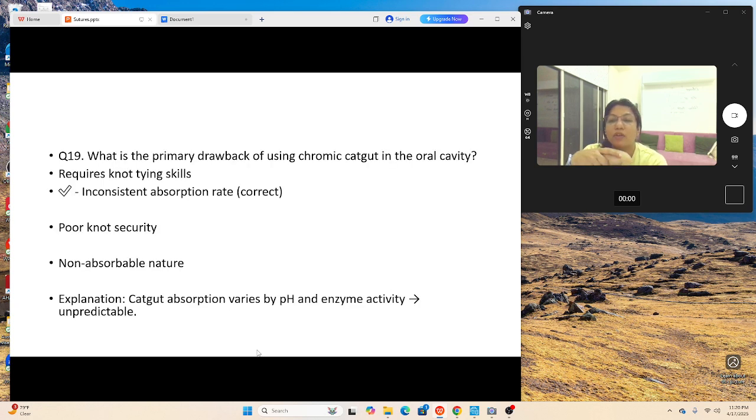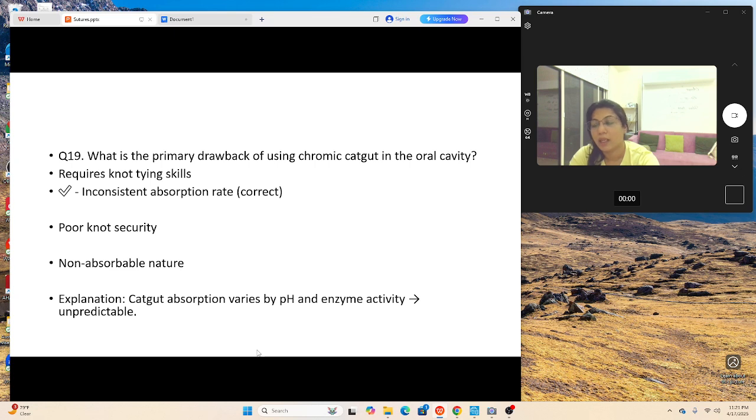What is the primary drawback of using chromic catgut in the oral cavity? It has inconsistent absorption rate. So catgut absorption varies by pH and enzyme activity. Basically, it's unpredictable. It can be absorbed early, it can be absorbed late. So you cannot actually predict. You cannot just tell the patient, this suture is going to dissolve itself in 7 days. What if it takes more and the patient is not happy about it? So you cannot predict the absorbability of catgut.